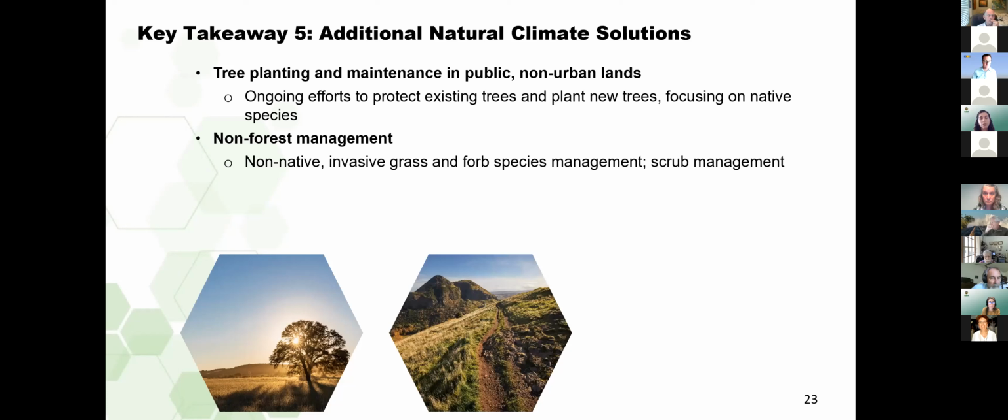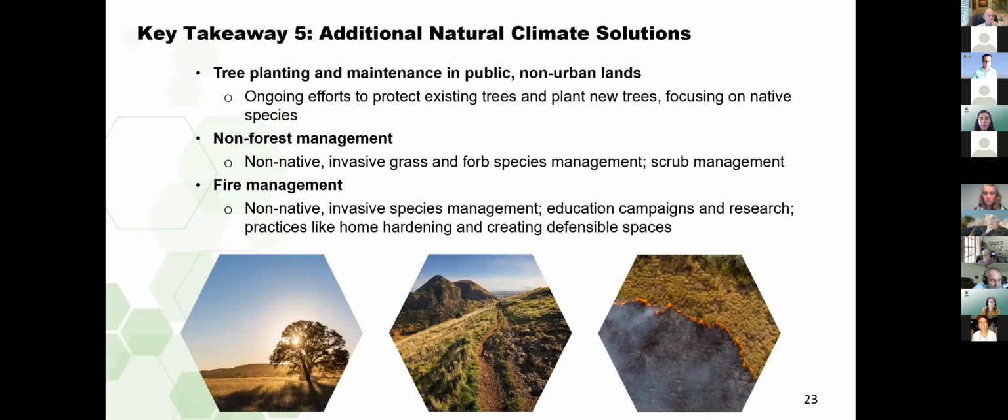The San Diego region is scrub dominated, so most of the land area would fall under this management type. Some techniques that could be natural climate solutions are non-native invasive grass and forb management, as well as scrub management to promote biodiversity and native species growth. Finally, fire management is an important natural climate solution and overlaps some of the non-forest management.